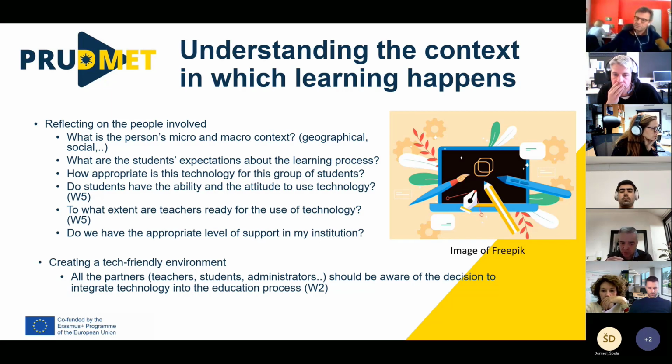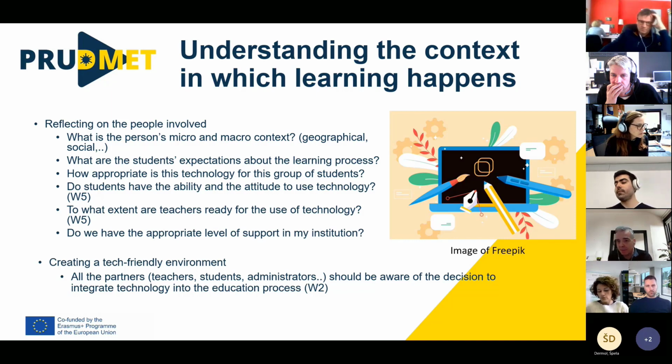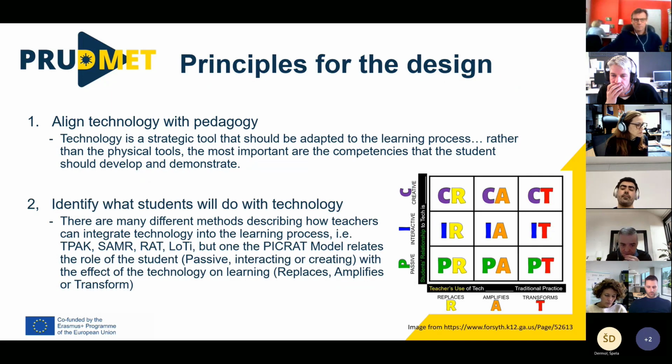We will try to answer these questions that you can see here, related to the expectations and level of students, the level and engagement of the teachers, or the resources that we have available in the institution. Before designing the process, it is also important to understand the culture of the institution and try to create a tech-friendly environment, because it's necessary to have this kind of environment to implement the different technologies in teaching and learning.